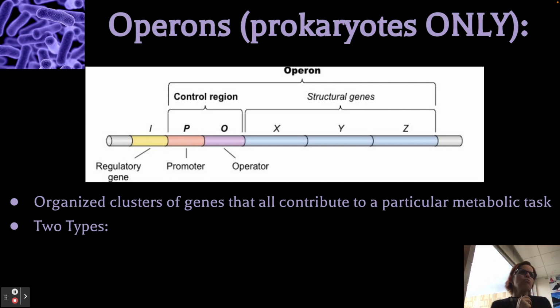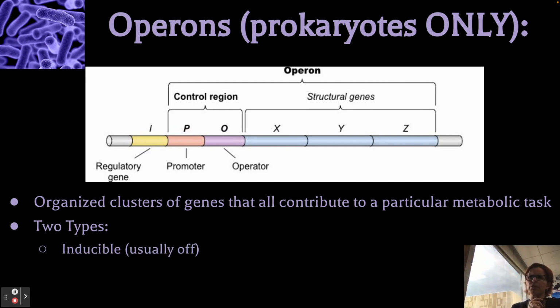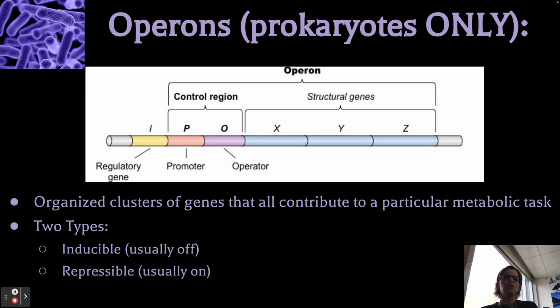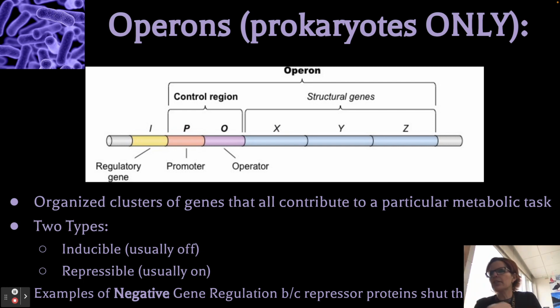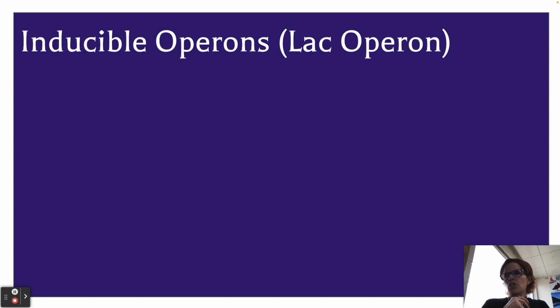So we learned about two types of operons: the trp operon and the lac operon. So it says these are organized clusters of genes that contribute to a particular metabolic task. There are inducible and repressible. If you induce it, like inducing labor, you're triggering it. So it's usually off, but we can trigger it. Repressible means you can stop it. So it's usually on, but we can stop it if we need to. Or the bacteria. These are not in humans, these are in bacteria. They are both examples of negative gene regulation because there are repressor proteins that shut them down.